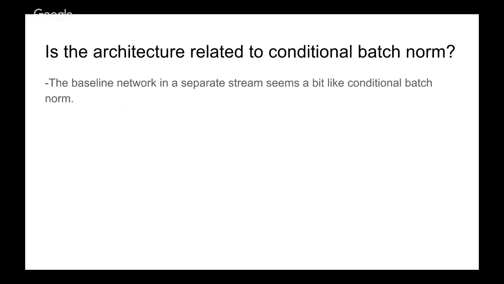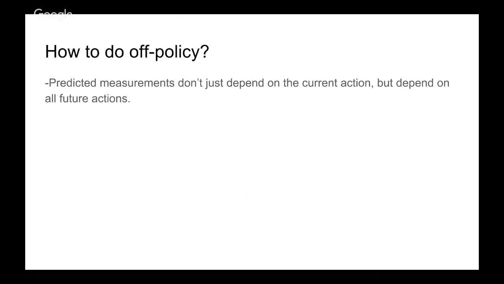Another question that I had is how is this related to conditional batch norm? To me, it seems like this baseline network that goes in a separate stream seems a bit like conditional batch norm. Yeah, I mean, one thing I'd like to say here is, let me go back to it in the slides.